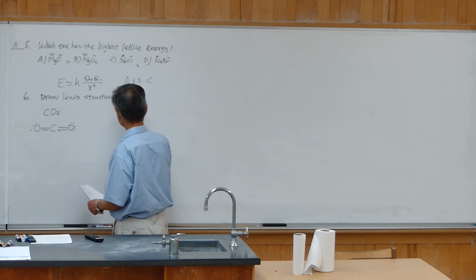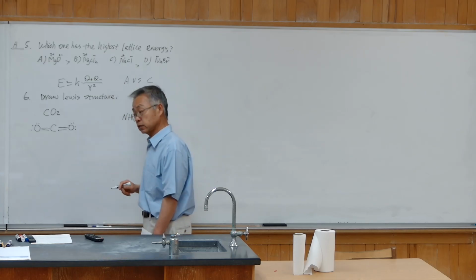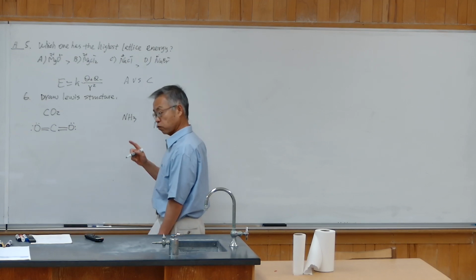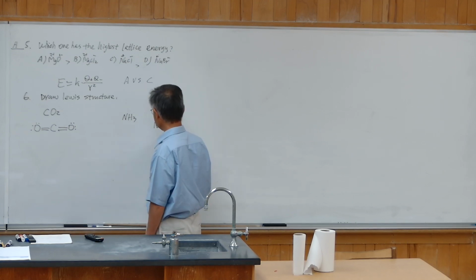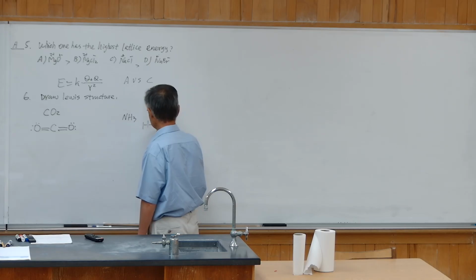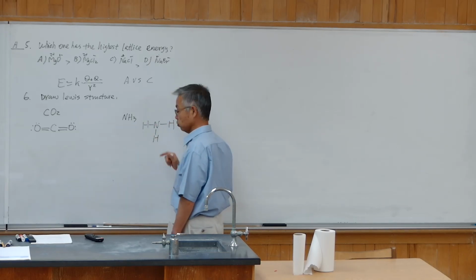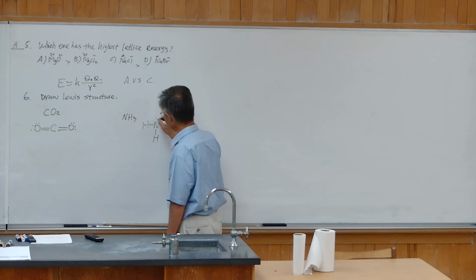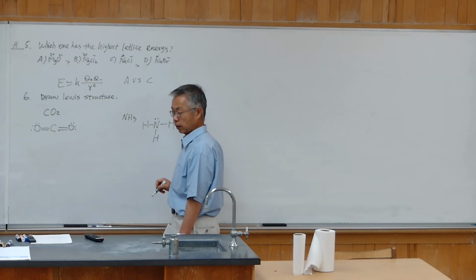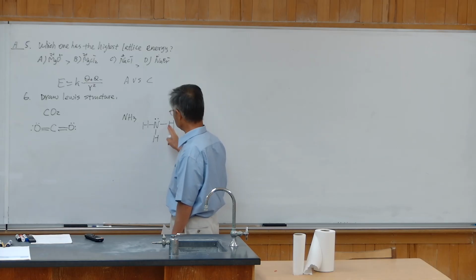Ammonium. So nitrogen in ammonium is initially group 5A, so it has 5 valence electrons. To form each single bond, use 1. So 3 single bonds are formed, using 3. Then 2 are left over, 1 lone pair. Hydrogen has only 1 valence electron, used to form a single bond, so no lone pair.